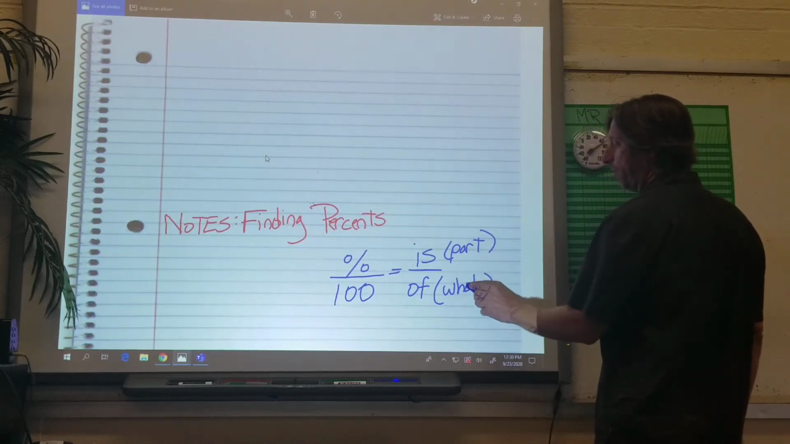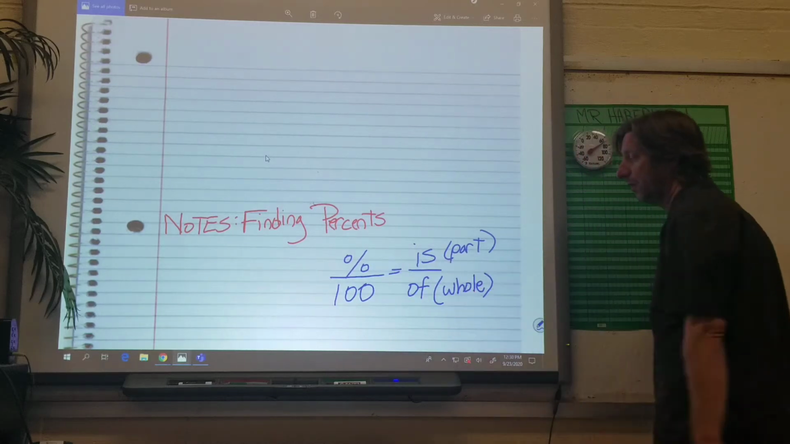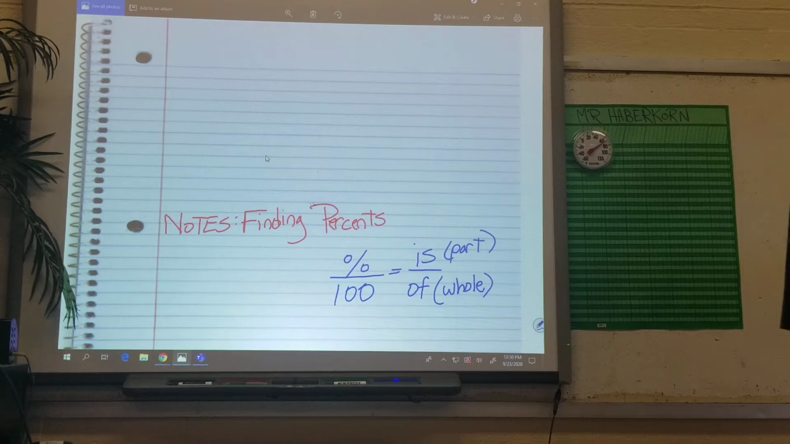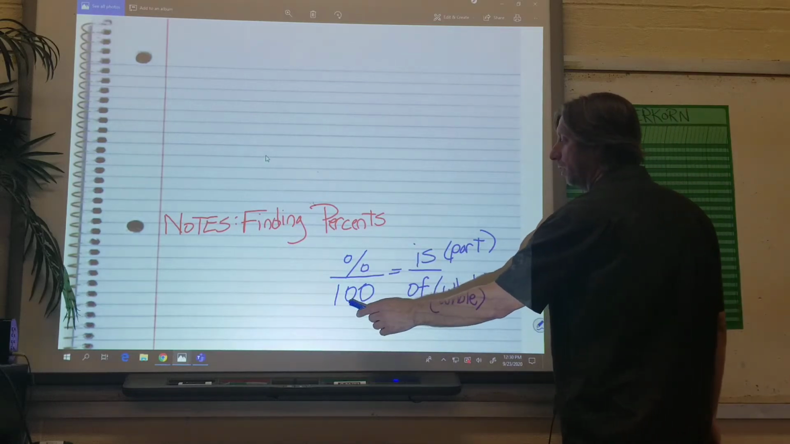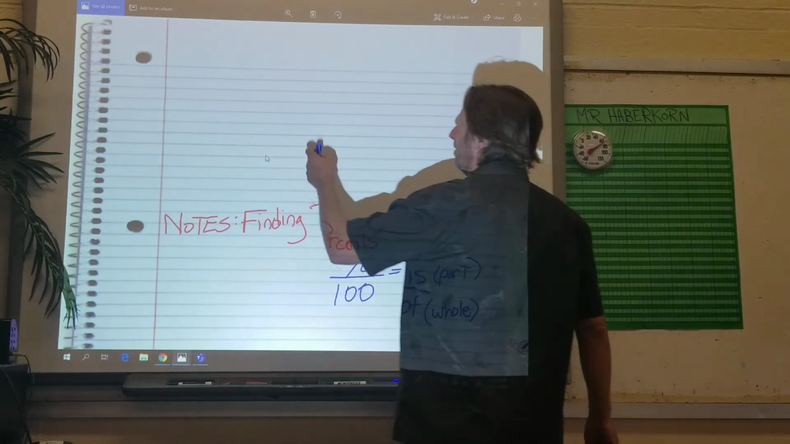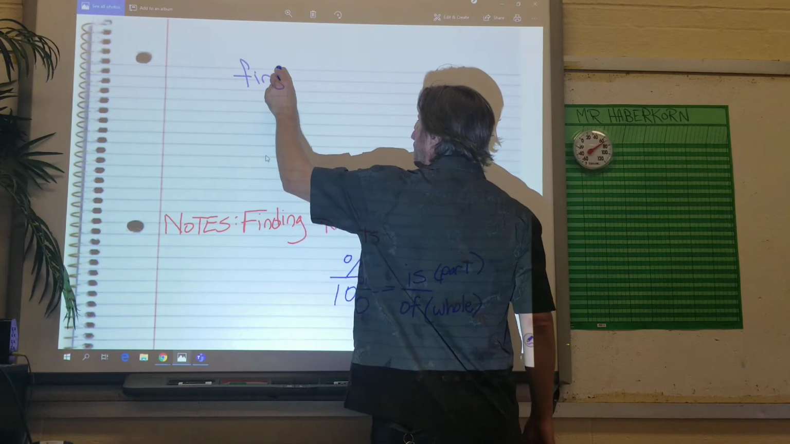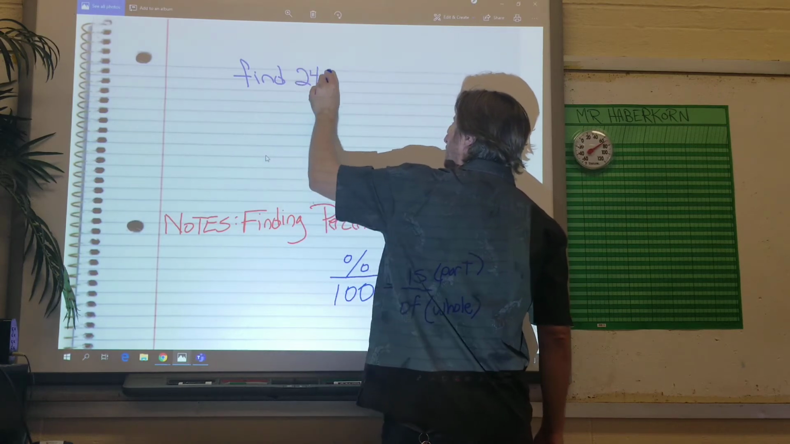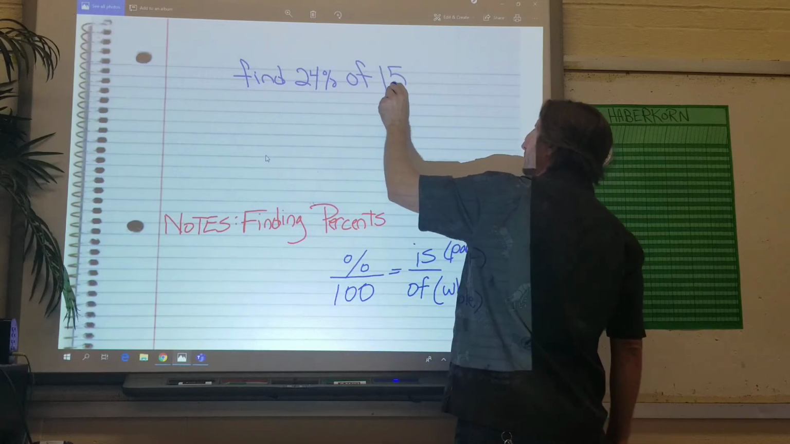And this is more for word problems, okay? This is for just your basic percent problems, all right? So this is pretty easy stuff. We're taking numbers and we're putting them in these places here. This is always going to be 100, okay? So finding percent. So if they said find 24% of 150.